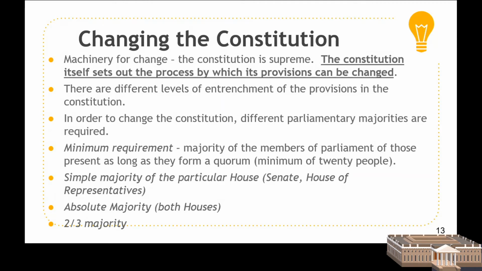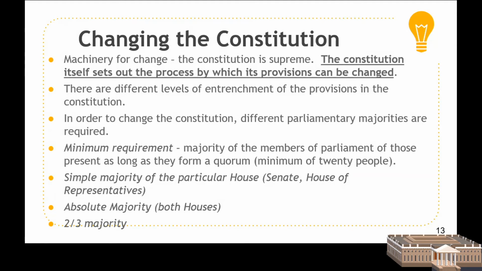Now, there may be a different requirement for another provision because of how it is entrenched. That might be that you need a simple majority of the particular house. It might be a simple majority of the Senate or the House of Representatives. Just one more than the other. 50-49, 51-49, right? So the upper house or the lower house, depending on what's being changed, it may just require a simple outnumbering of the vote.